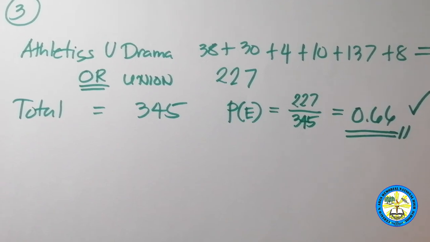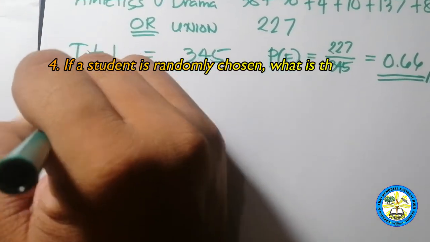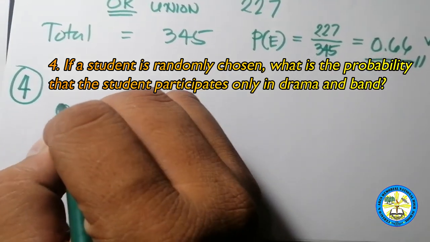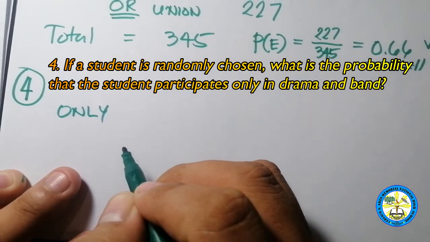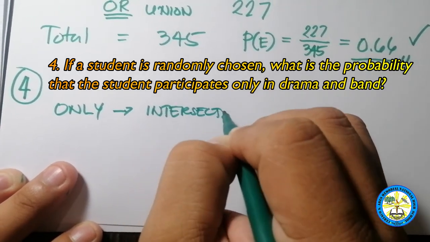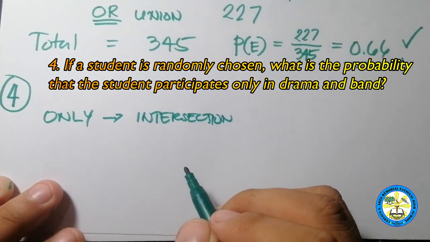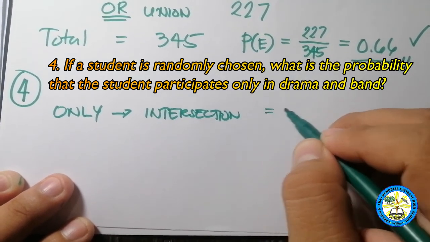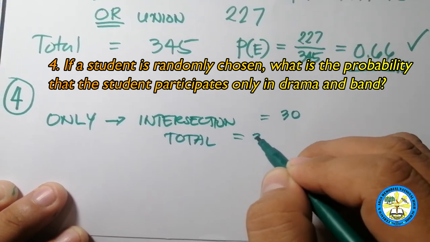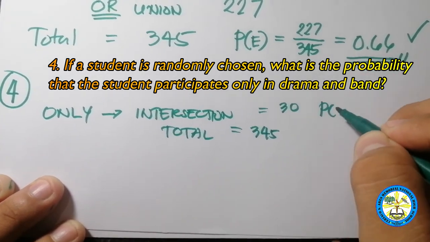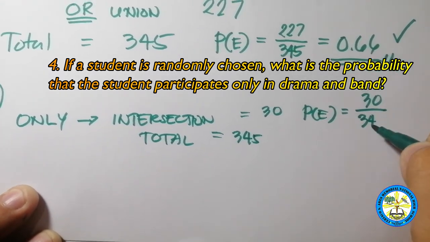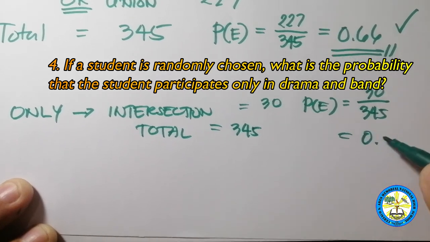So question number 4. If a student is randomly chosen, what is the probability that the student participates only in drama and band? The word that we need to identify is only. In terms of only, we are using intersection. So for the intersection, we're just going to write 30, since only 30 students are involved in drama and band. Divided by 345, it yields an answer of 0.09.